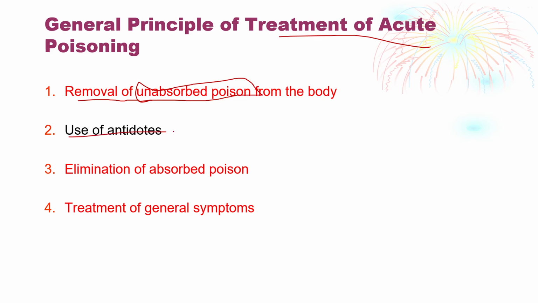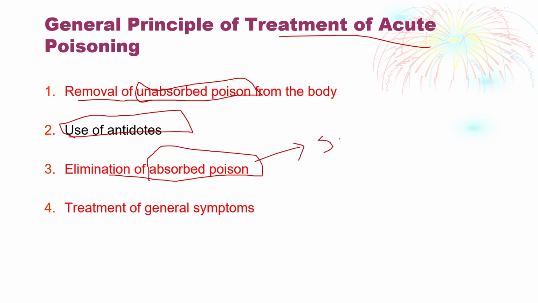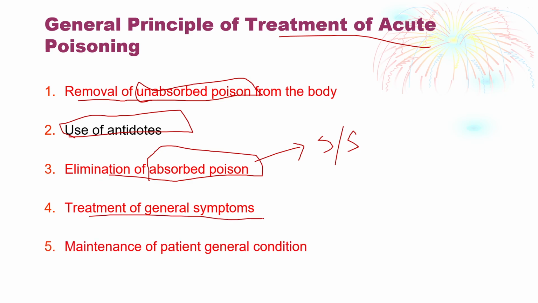Then I'm going to use the antidotes. Every poison has specific antidotes. After that, I will go for the elimination of those poisons which are absorbed into the blood and showing their systemic signs and symptoms. So I have to do some procedures to eliminate the absorbed poisons, and after that I'll go for general signs and symptoms treatment. These points are extremely important in the exams as well.